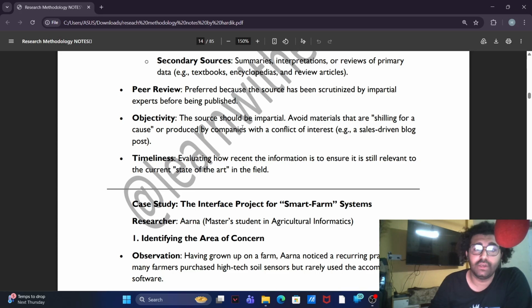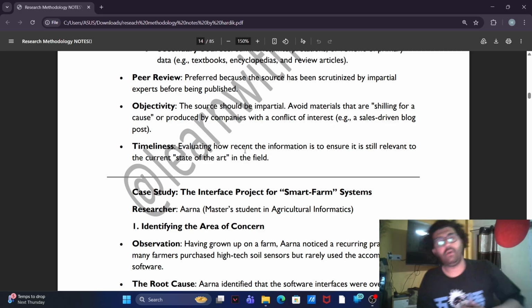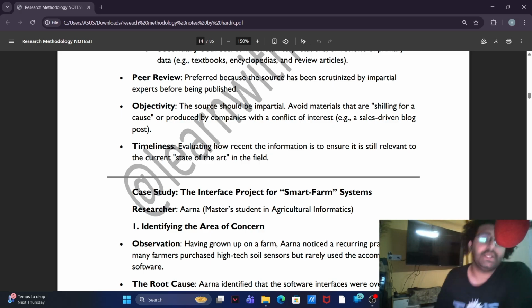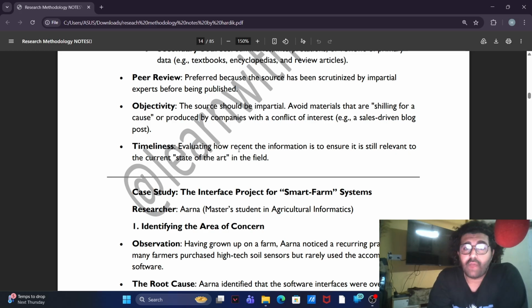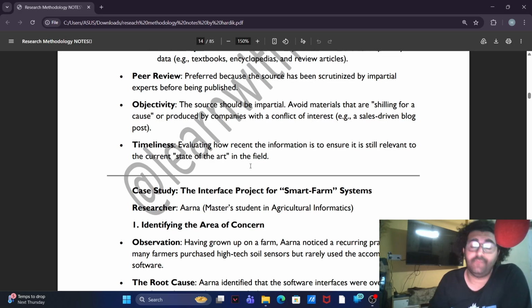Objectivity. The source should be impartial. Avoid materials that are shilling for a cause or produced by companies with a conflict of interest. Example, a sales driven blog post. Obviously, they will focus only on the good side, not on the bad side. Timeliness: evaluate how recent the information is to ensure that it is still relevant to the current state of the art in the field.